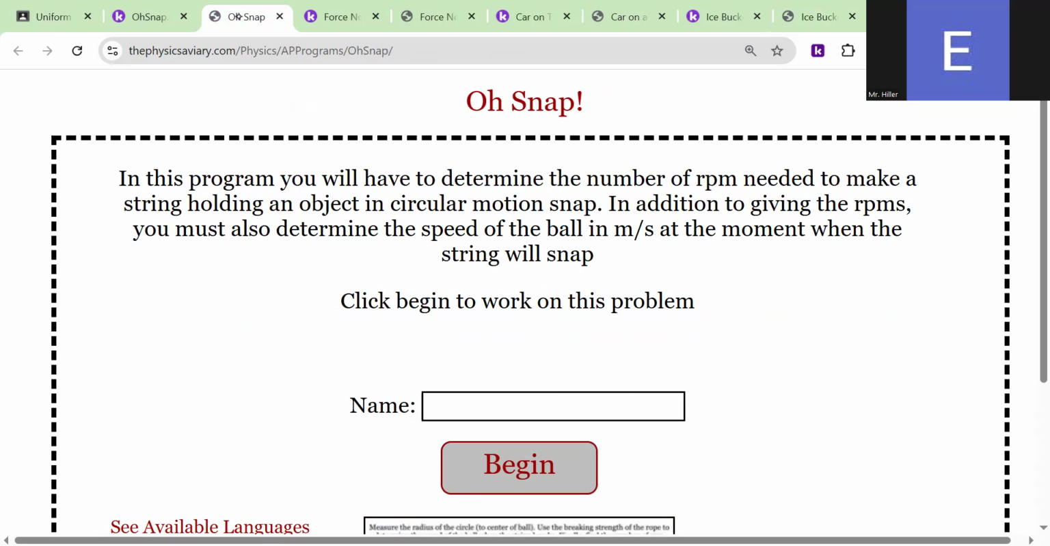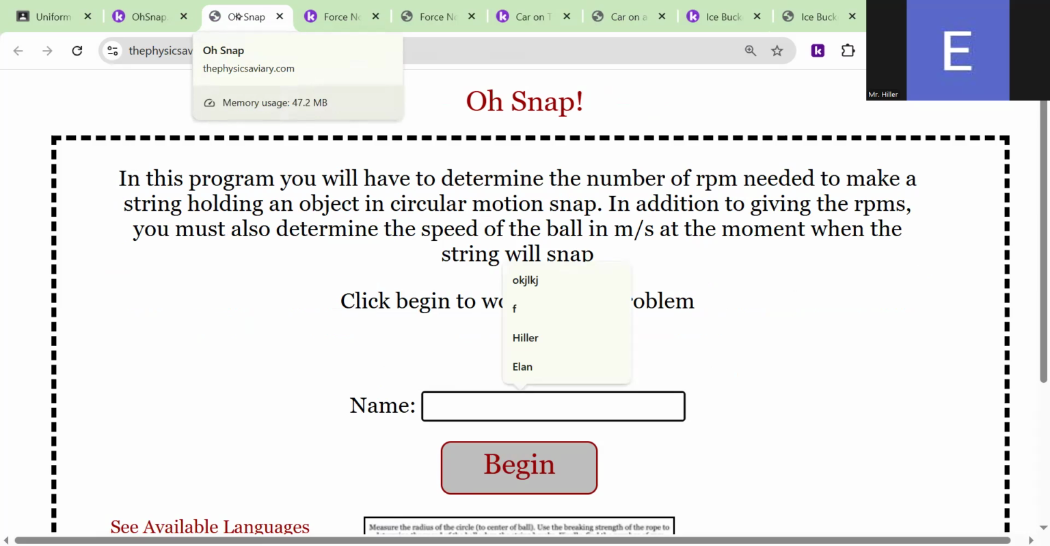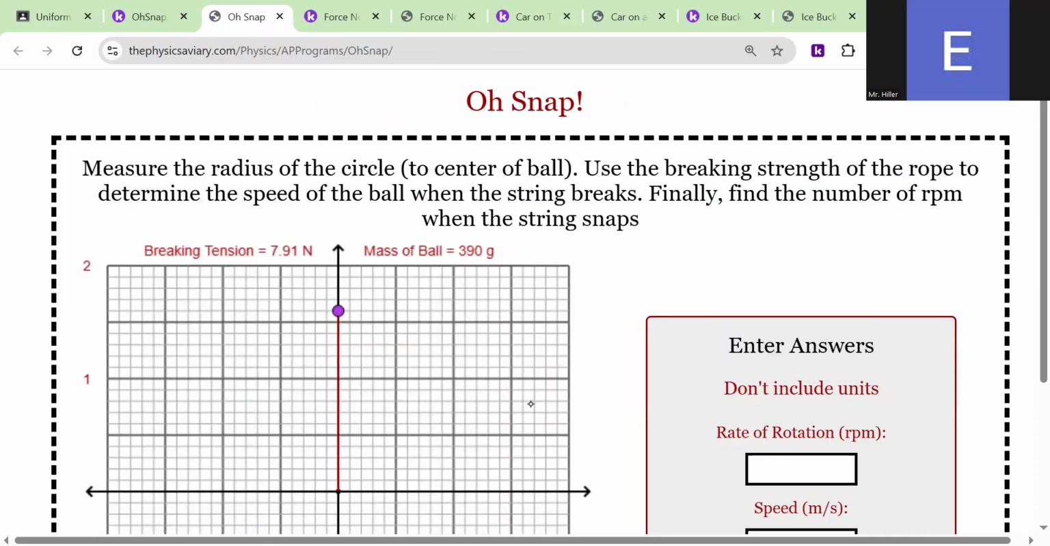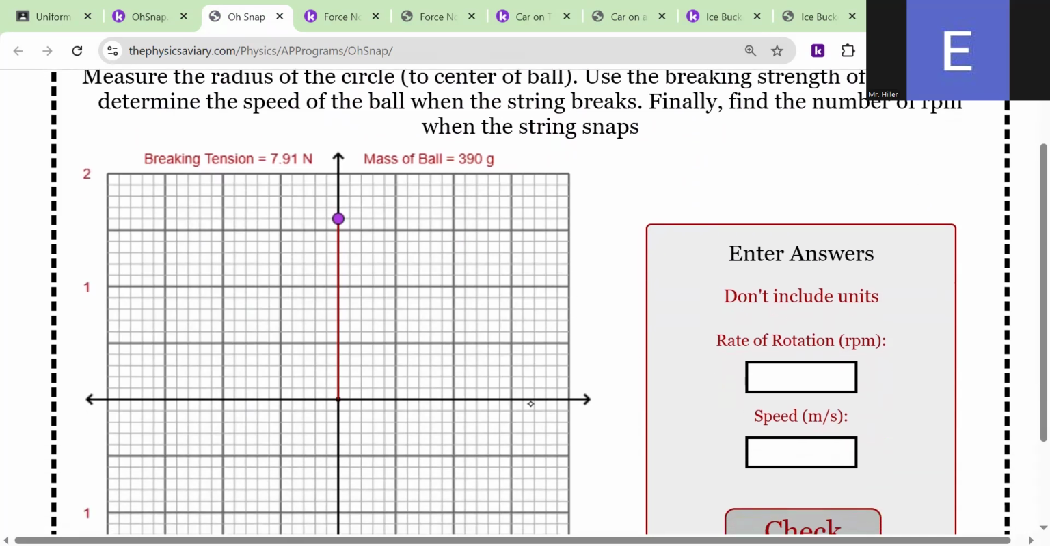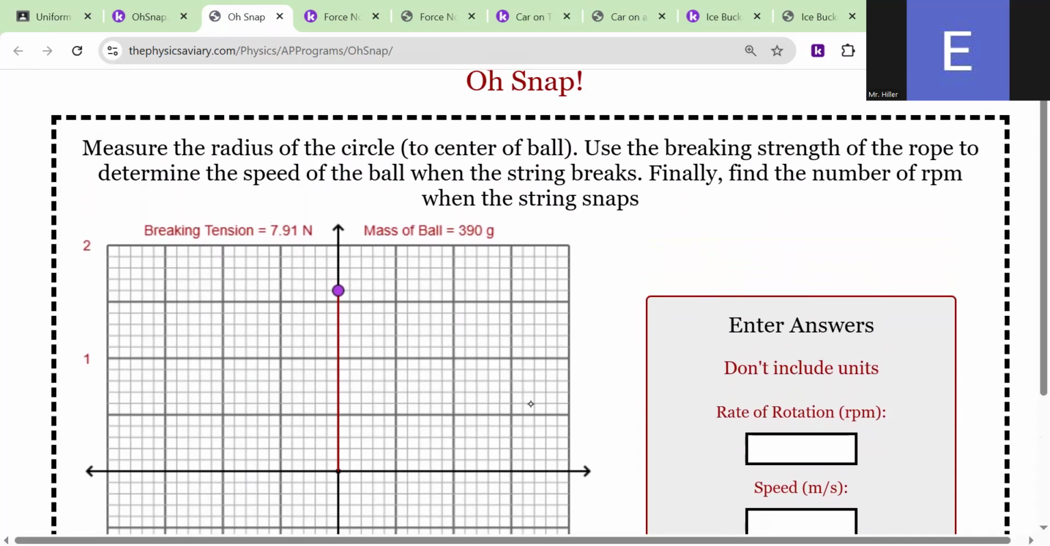Question number one, Oh Snap. Go ahead and make sure that you are putting your name in so you can begin. Now, a couple things to note about this question. We have to measure the radius of the circle, and you can see that it measures from the origin point. You can see where the ball is right now. We're going to use the breaking strength of the rope to determine the speed of the ball when the string breaks. And then finally, we'll figure out the number of RPM.